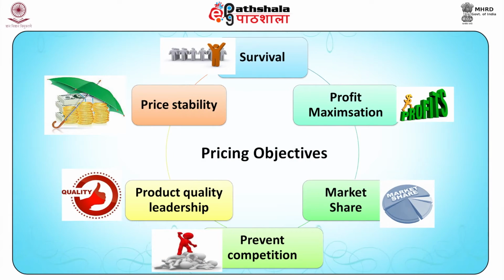About survival, it means choose low prices to cover variable and some fixed cost to stay in business. Current profit maximization. It involves select the price that produces the maximum current profit, cash flow or return on investment. Market share. It includes choose as low as possible prices to become the market share leader. Meet or prevent competition involves charge below cost pricing to prevent new firms to enter the market.